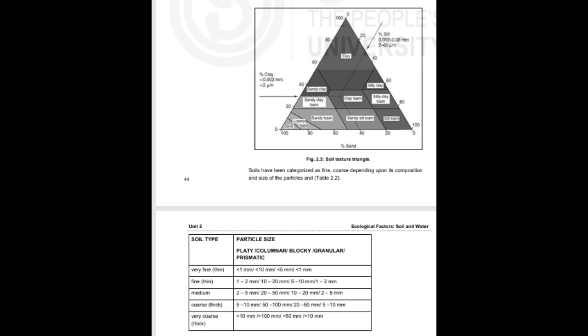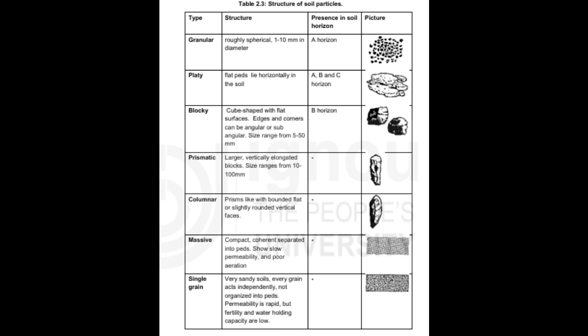Table 2.1. Particle size of different soil components. Particle name, size range. Sand, 2 mm to 0.05 mm. Silt, 0.05 mm to 0.002 mm. Clay, less than 0.002 mm. Fig. 2.3 Soil texture triangle.